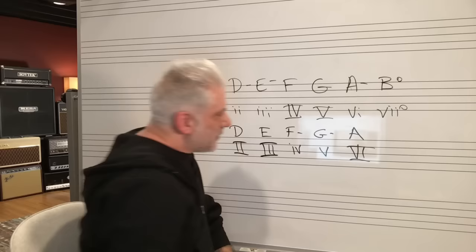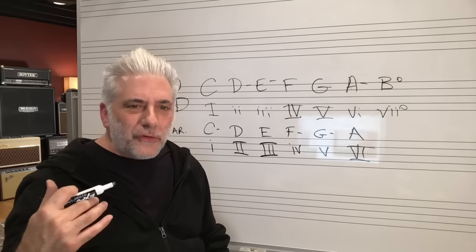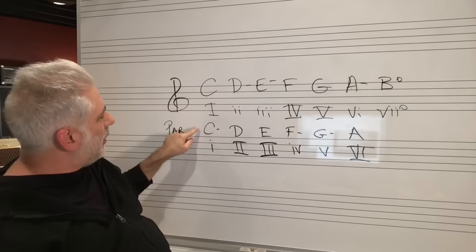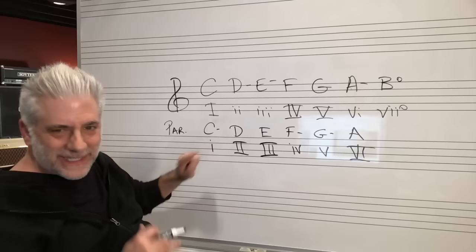So for you songwriters out there, these are incredibly helpful. Just taking the basic chords of C major and taking the parallel major or minor. So I'm taking the parallel, meaning if it's major up here, I make it minor down here. If it's minor up here, I make it major down here. That's it. Okay.